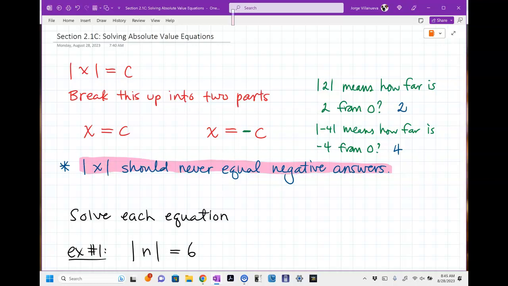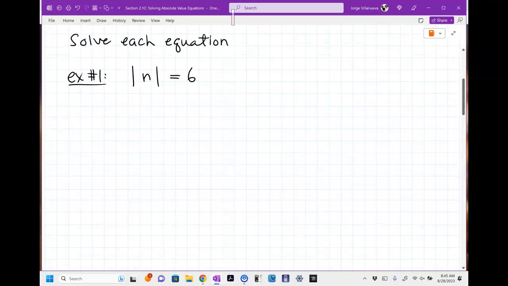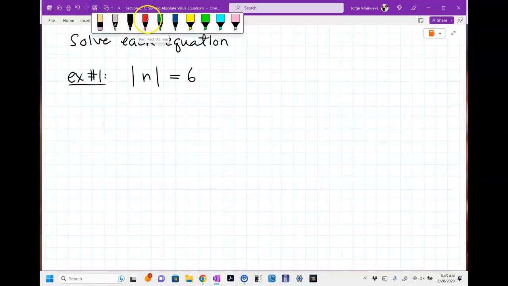Okay. So the absolute value should never be equal to negative answers. Now maybe we can simplify it and it goes away, but if that's all that's left, then we got a problem. So here we go. Remember, all we're doing is breaking it up. Sometimes these problems are super easy, like this one's going to be really easy, and sometimes they're a little bit more difficult. Okay? But here we go.